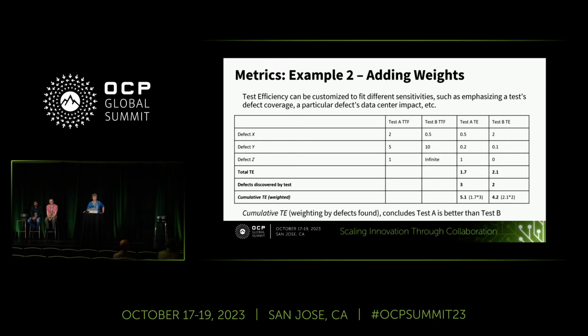So I mentioned weights. This is a case where we can add weights to take into account a certain defect that is only found by one of the tests, that is defect Z, which is found by test A, and it has an infinite time to failure for test B. In this case, if we do not apply any kinds of weights, then test A seems to be less efficient than test B. But if we really care about finding defect Z, because maybe defect Z is something that causes more havoc in the data center through downtime or recovery from checkpoints, etc., then we can apply a certain weight for defect Z, and now test A that uncovers it becomes more efficient.